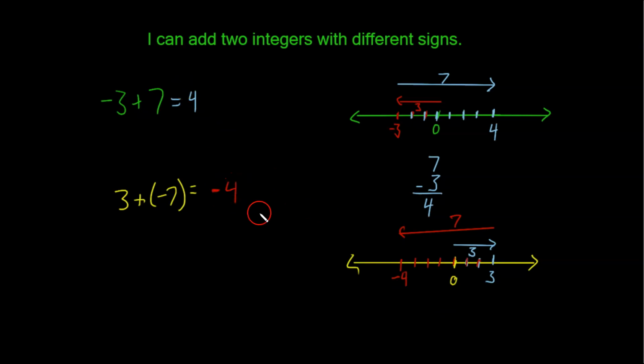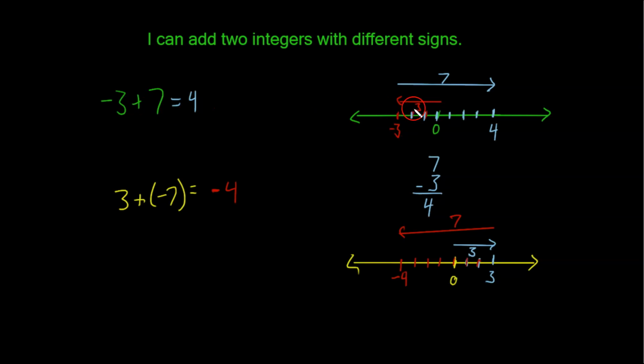And look at how these two differ. This one we got a positive answer. This one we got a negative answer. Well, that's because the absolute value of -7 is greater than the absolute value of 3. So the number with the greater absolute value, you keep that sign. So the negative number had a greater absolute value, or in other words, the negative number had the longer arrow. If you're thinking on a number line, we move further to the left than we did to the right, so we have a negative answer.